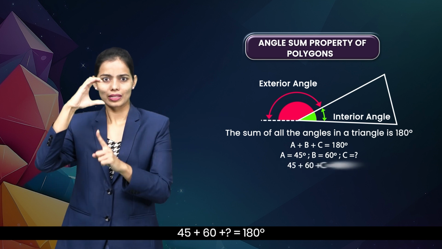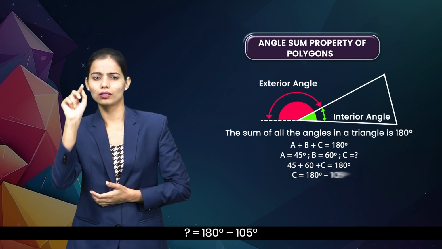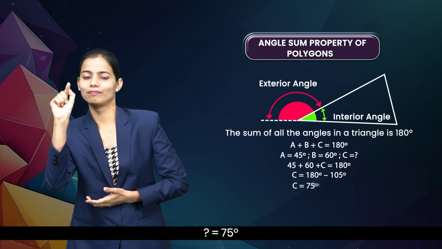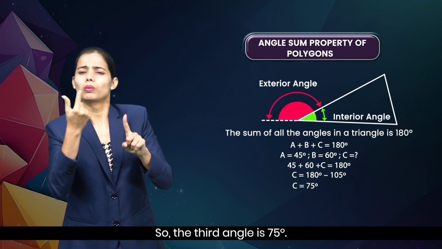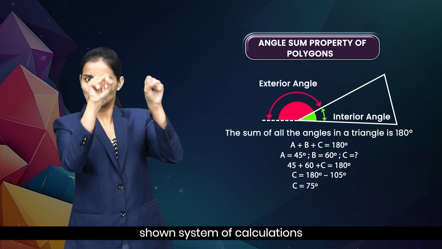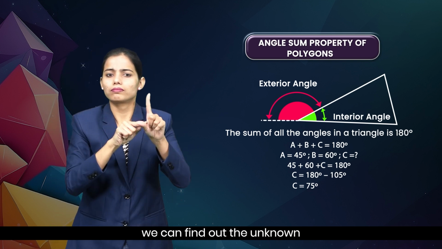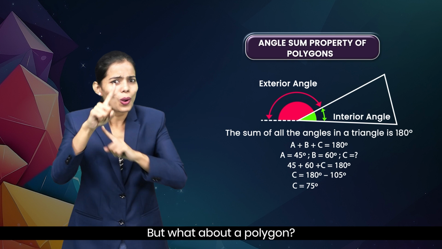45 plus 60 plus C is equal to 180 degrees. C is equal to 180 degrees minus 105 degrees. C is equal to 75 degrees. So, the third angle is 75 degrees. Using the above shown system of calculations, we can find out the unknown angle in a triangle. But what about a polygon?